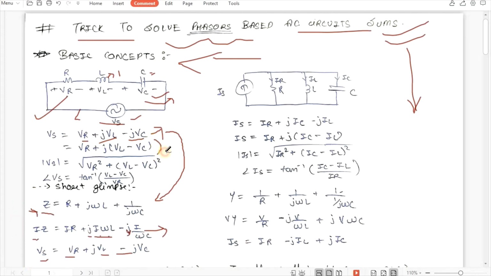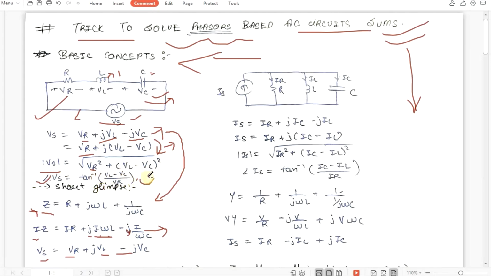Now if we simplify this equation, basically clubbing the real part and imaginary part separately, we will get VR plus j(VL minus VC). So this equation is converted to A plus jB form, and now you can get magnitude and angle very easily. The magnitude of Vs will be the square root of the real part squared plus the imaginary part squared, so VR squared plus (VL minus VC) the whole squared. Similarly, our angle will be tan inverse of the imaginary part by the real part, so tan inverse of (VL minus VC) upon VR.